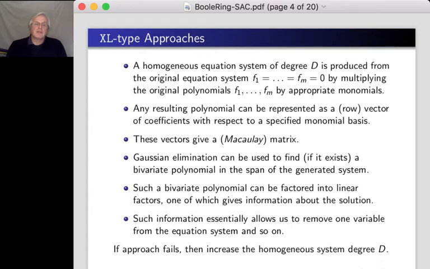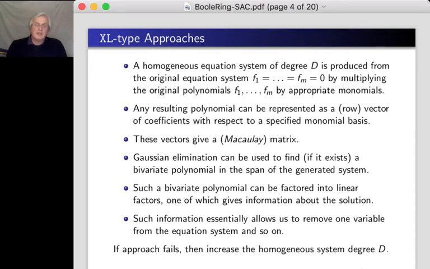So we end up with a number of polynomials, and we're essentially considering a system given by the span of all these polynomials. So any resulting polynomial we get, we can obviously write as a row vector of coefficients once we've specified a particular monomial basis. If we write down a basis for the space of polynomials we've generated, we can write this down as a matrix called the Macaulay matrix. So we can express our system of polynomials that we've generated as one big matrix where the rows give polynomials that are a basis of this space.